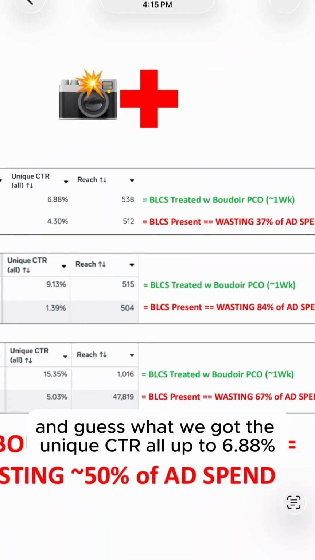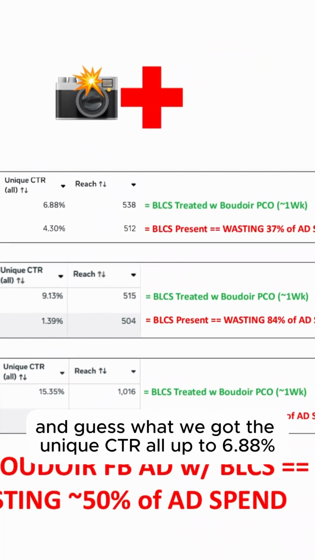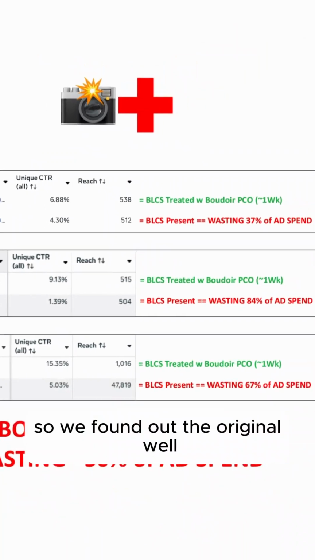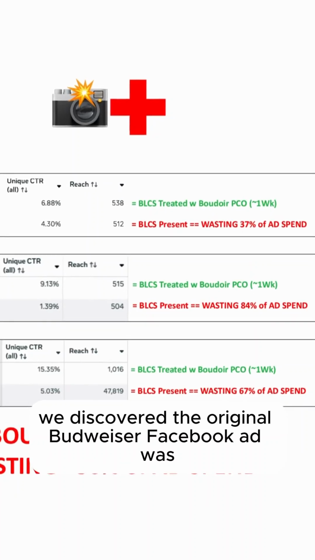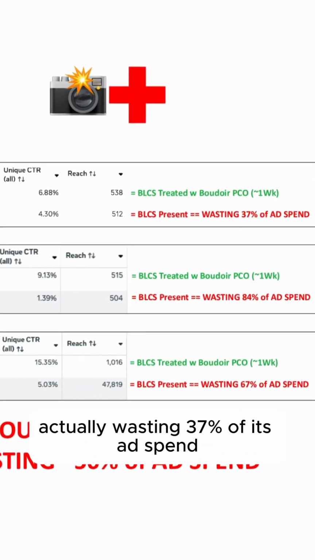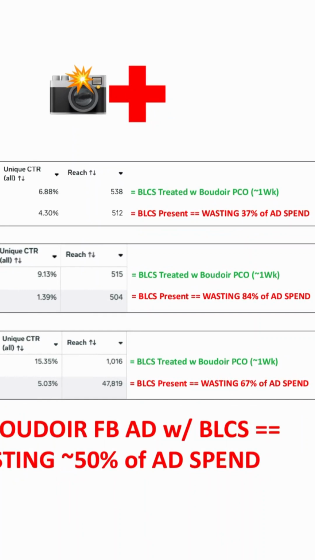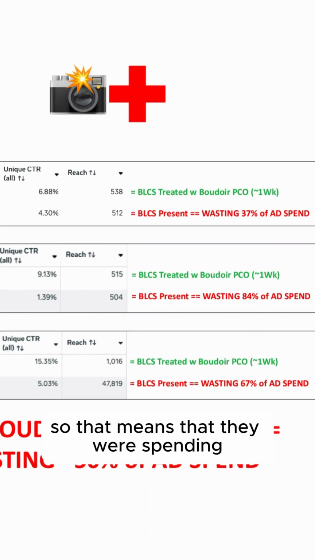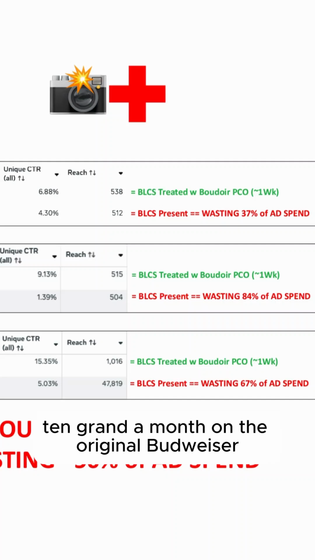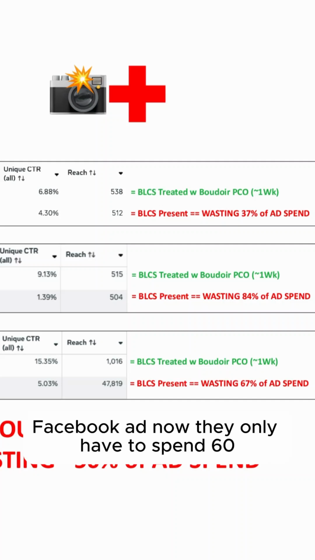And guess what? We got the unique CTR all up to 6.88%. So we discovered the original Boudoir Facebook ad was actually wasting 37% of the ad spend of what it could have been achieving. That means they were spending 10 grand a month on the original Boudoir Facebook ad.